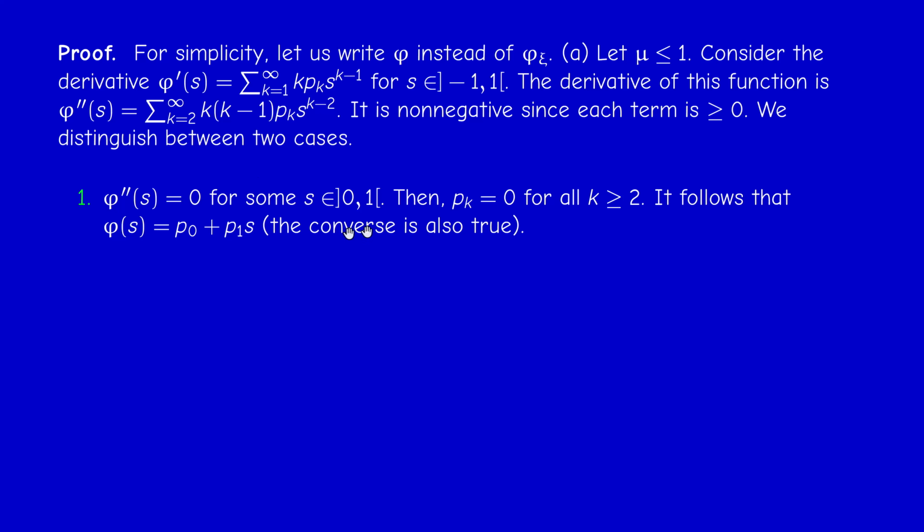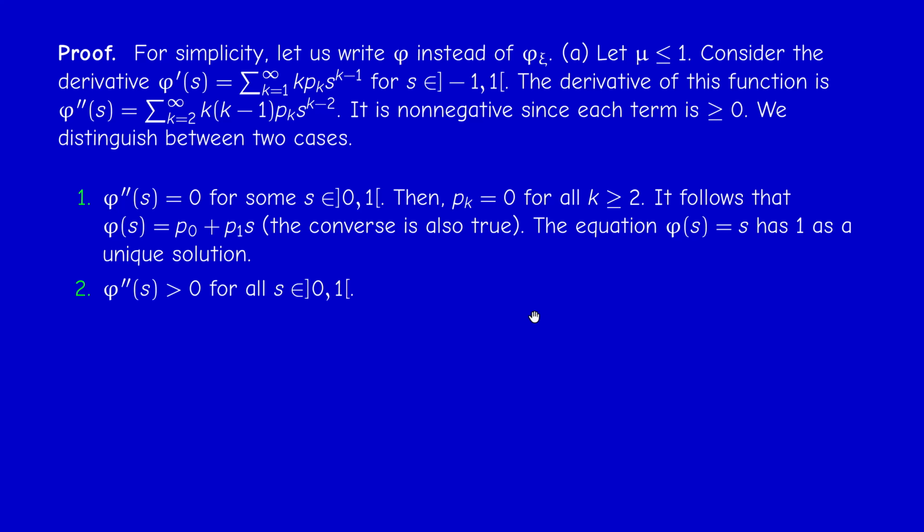Okay, and by the way, the converse is true. If phi of s is of this form, then phi double prime is 0, as you may check, because it's linear. And now it's very easy to solve the equation p0 plus p1 s equals s. The solution is s equals 1. If you solve the equation p0 plus p1 s equals s, you'll get s equals 1.